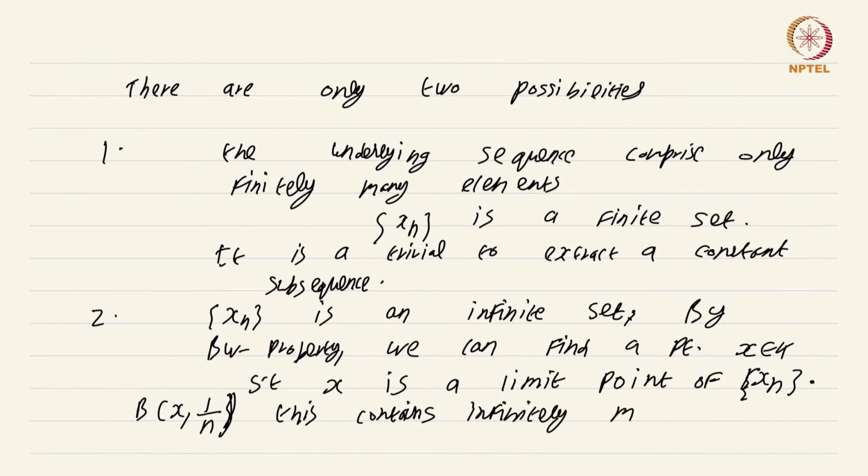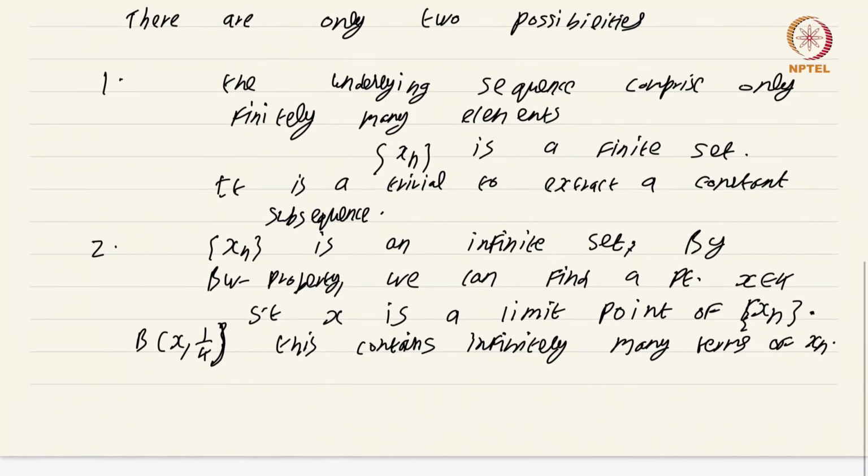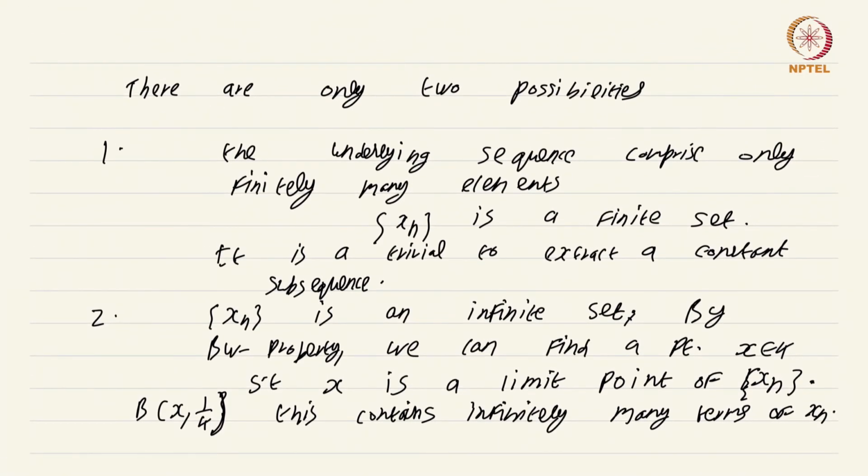If you look at this ball B(x, 1/n), this ball of radius 1/n, this contains infinitely many terms. So let me not use n, let me use k instead. Take this ball of radius 1/k. This contains infinitely many terms of xn. Infinitely many terms of the sequence xn have to be there in this ball. In fact, that's the characterizing property of a limit point. So from this, it should be rather straightforward to extract the required subsequence that converges to x, showing that any sequence has a convergent subsequence in K, hence K is sequentially compact.